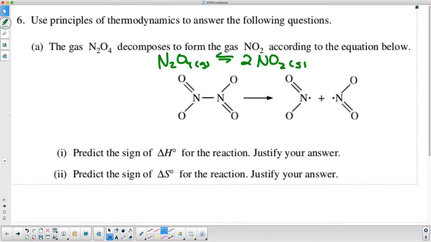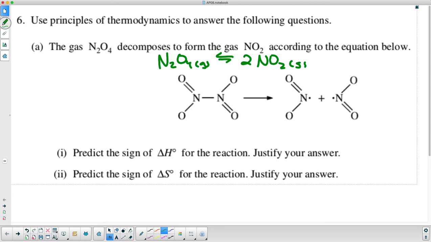Okay, so how do we predict what the delta H is going to be with no numbers given to us and no information given as part of the problem, like the delta H of formation for N2O4 or NO2 or any of that? So how do we just predict what's going on? So here's what's going on.